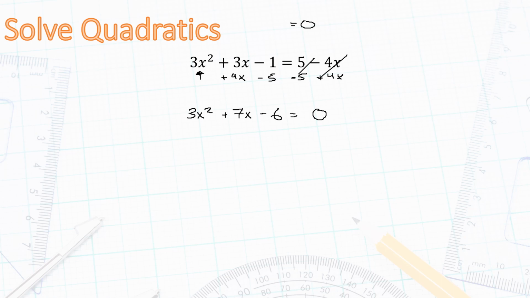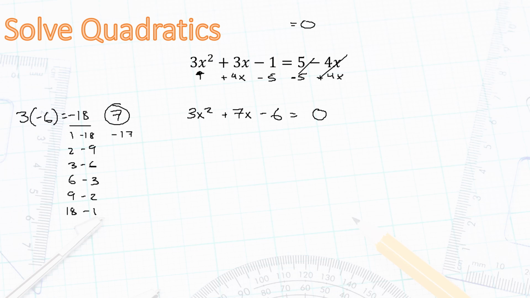So then I need the box method because 3 doesn't divide evenly into 7. So it's going to be 3 times minus 6, which is negative 18. I need factors of negative 18 that add up to be 7. So 1 and negative 18, 2 and negative 9, 3 and negative 6, 6 and negative 3, 9 and negative 2, and 18 and negative 1. So minus 17, minus 7, minus 3, 3, 7, 17. I want a positive 7, so this is the one I'm looking for, 9 and negative 2.